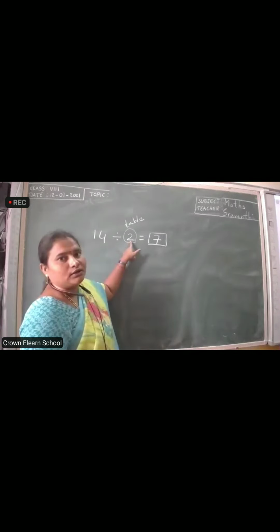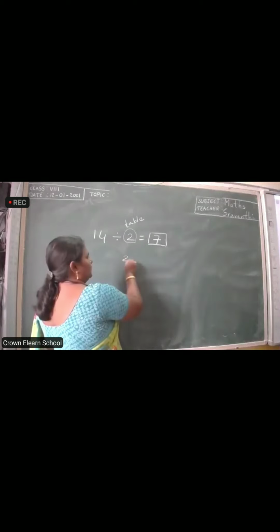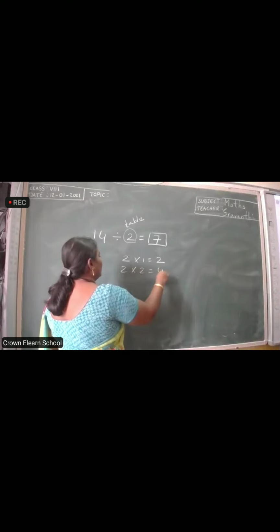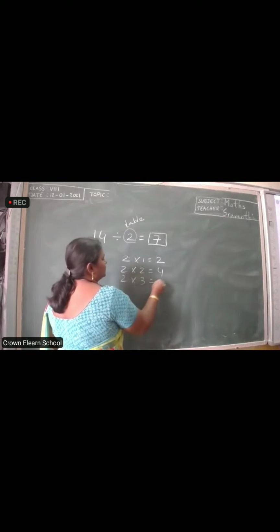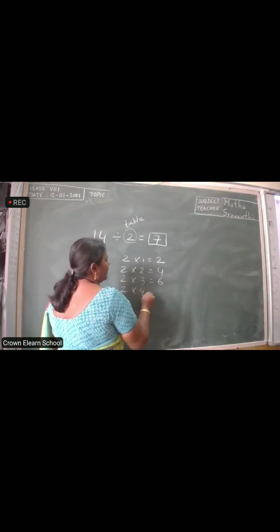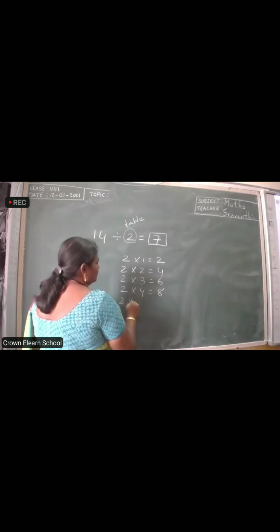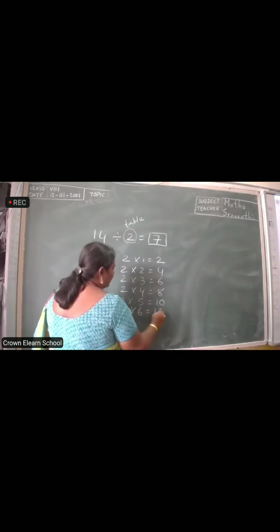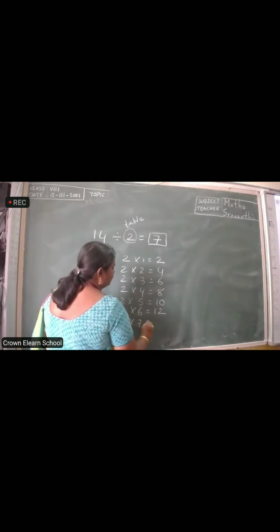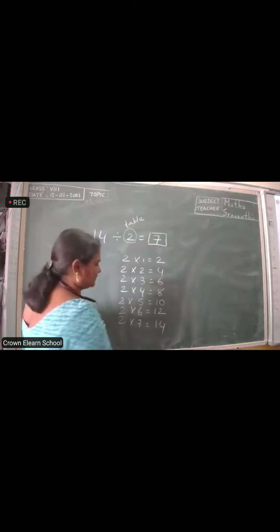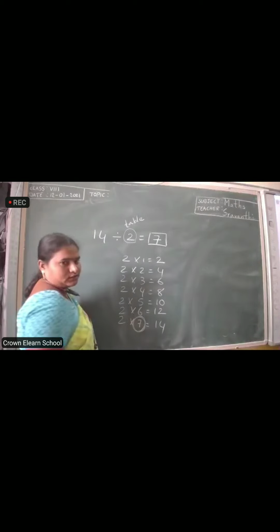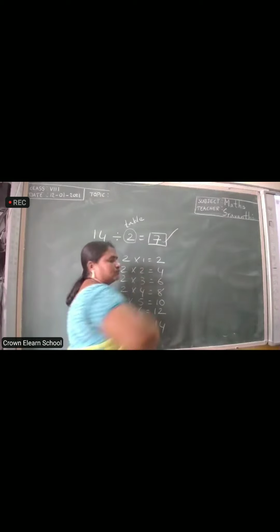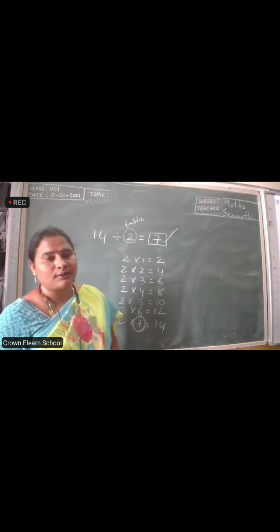The 2 table, till you get 14. 2 ones are 2. 2 twos are 4. 2 threes are 6. 2 fours are 8. 2 fives are 10. 2 sixes are 12. 2 sevens are 14. Very good. Your answer is correct, 7. Shall I give one more? Will you write? Will you tell me?